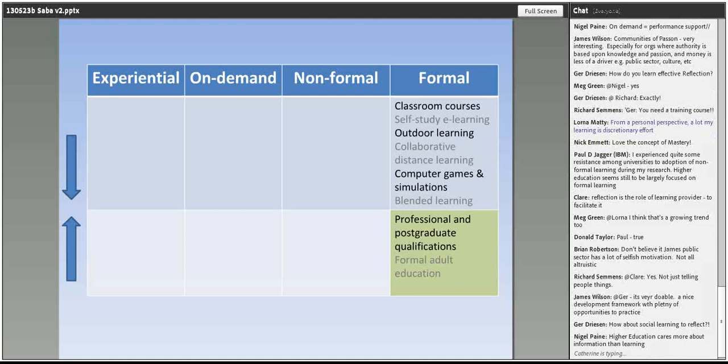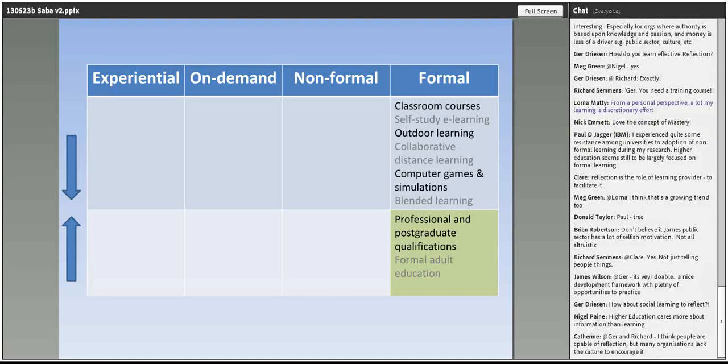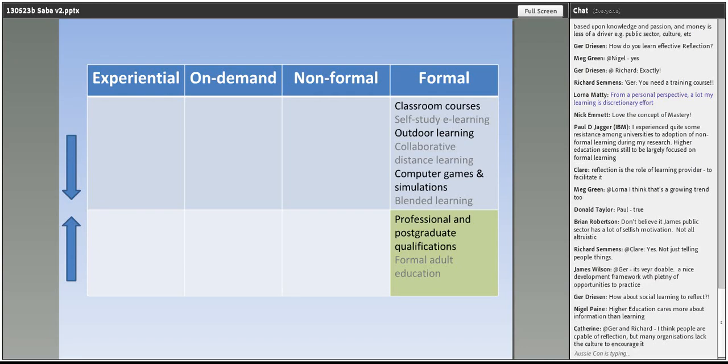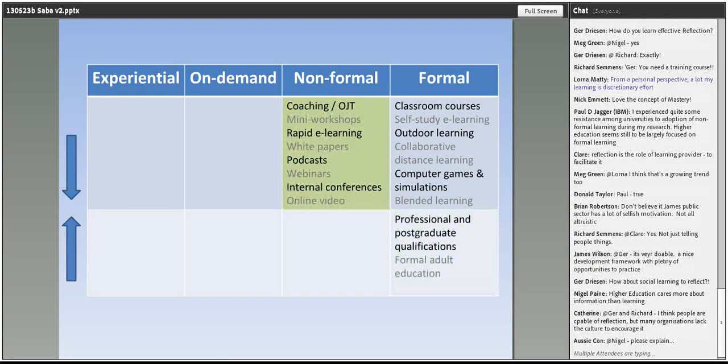But even formal learning can operate from a bottom-up perspective because employees themselves take the initiative to go on formal courses to get additional qualifications, particularly professional qualifications. So that's, I think, all fairly easy to understand. But if we move across to the non-formal, there are some really, really important elements here.